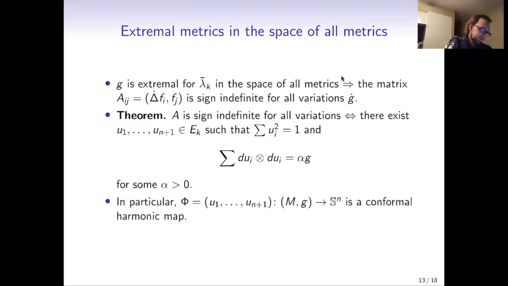So in particular, this map phi is a conformal harmonic map. By conformal, I mean that the pullback of the metric is in the same conformal class as G. All right, so conformal here just means that the pullback of the metric from the sphere is in the same conformal class. So my goal now is to explain to you why conformal harmonic maps are the same thing as minimal immersions. Let me remind you what it means to be a minimal immersion.